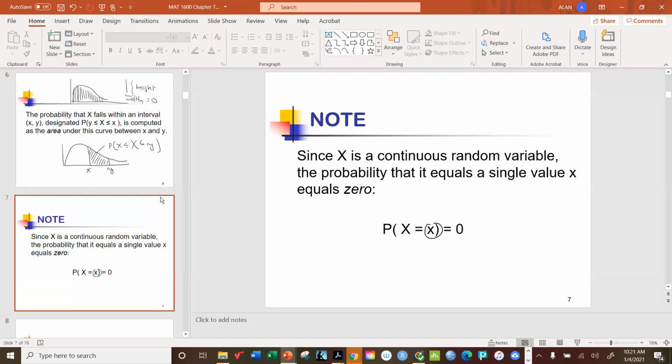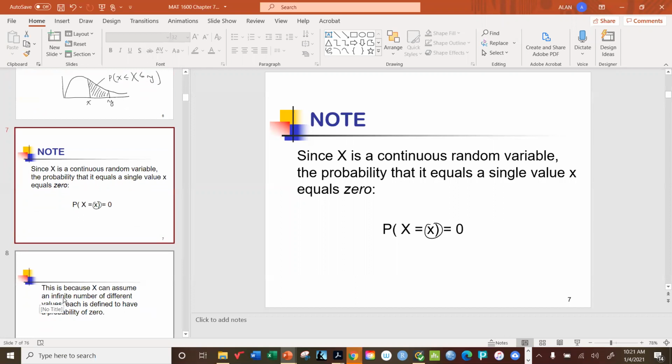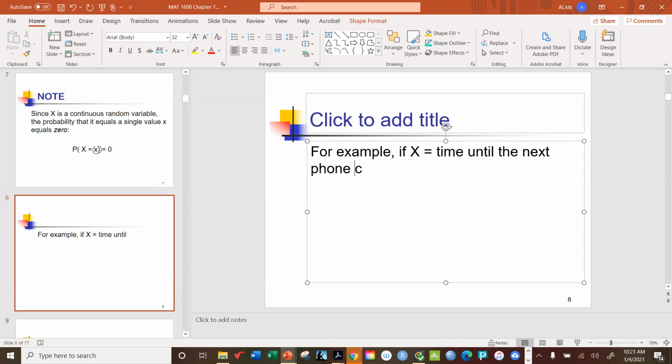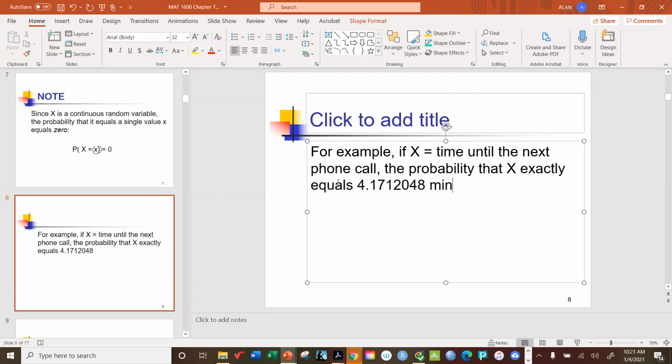Okay, so in other words, with the phone experiment, let me just add that in here. For example, if x is the time until the next phone call, the probability that x exactly equals 4.1712048 minutes is defined to be 0. Oh, now that's something interesting. And why is this happening? Because there's an infinite number of possibilities.